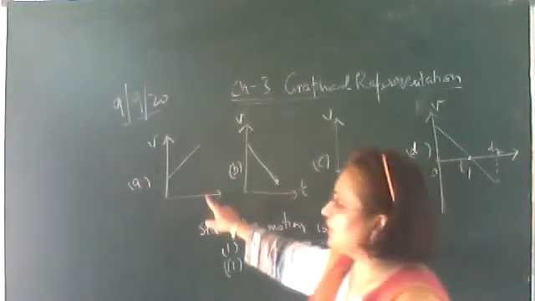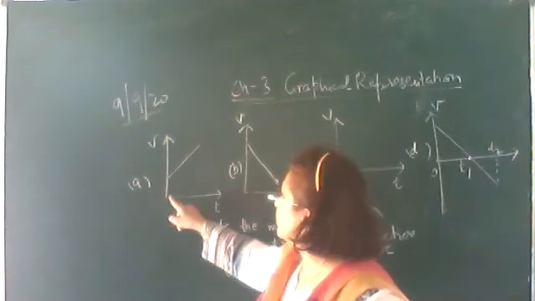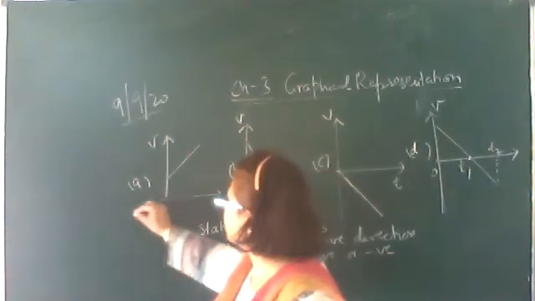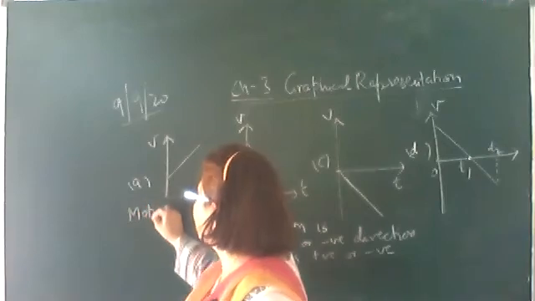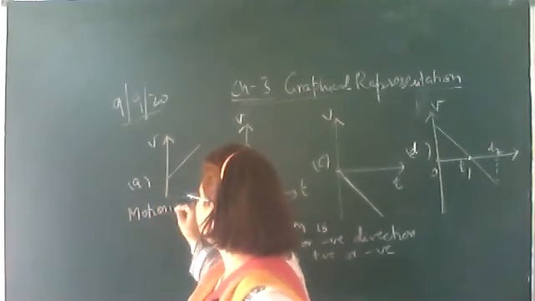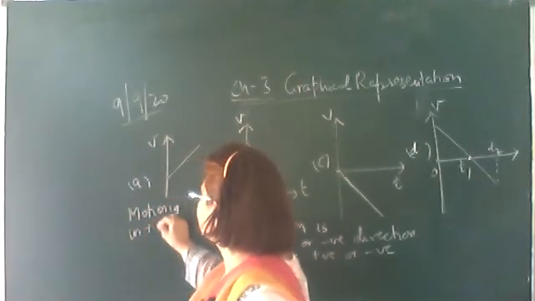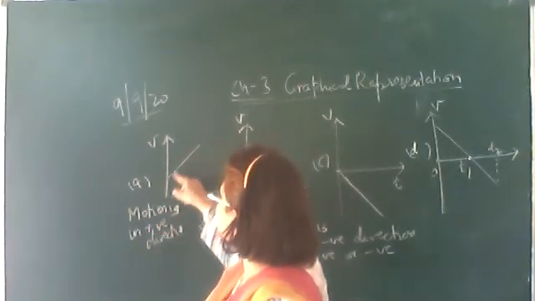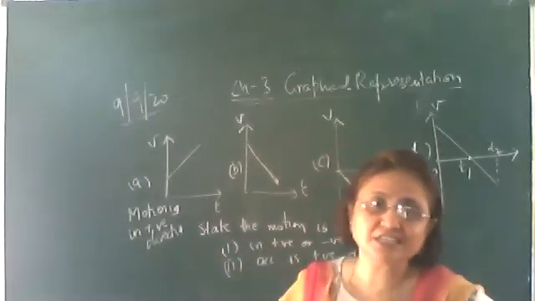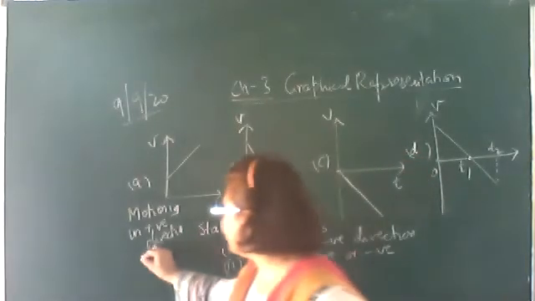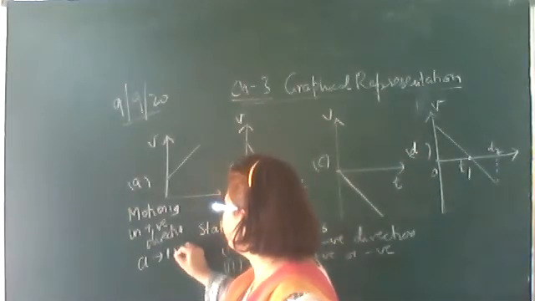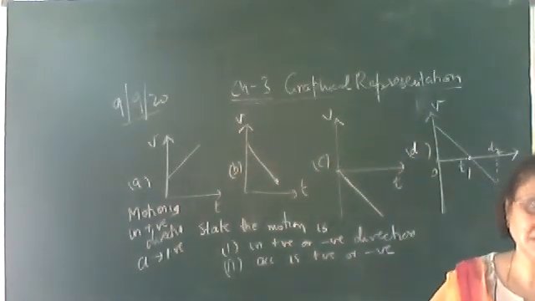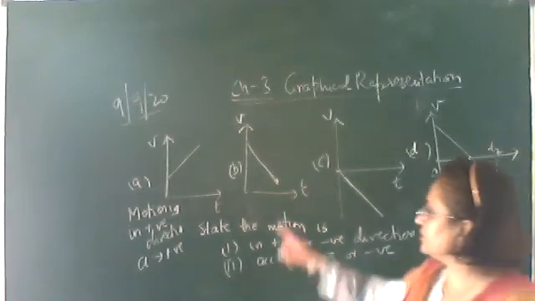Now here in the first figure, you see that velocity is along positive axis. It means the motion is along positive direction. Now what about the acceleration? As the velocity is increasing with the time, so it means the acceleration is also positive. So the first graph states that the motion is in the positive direction and also the acceleration is positive.